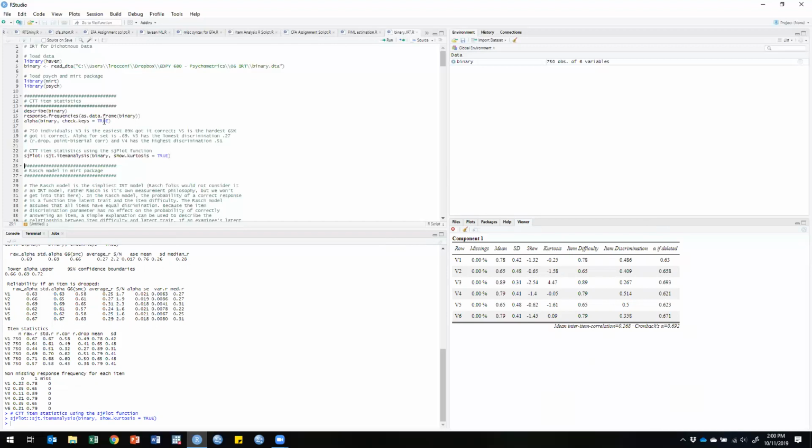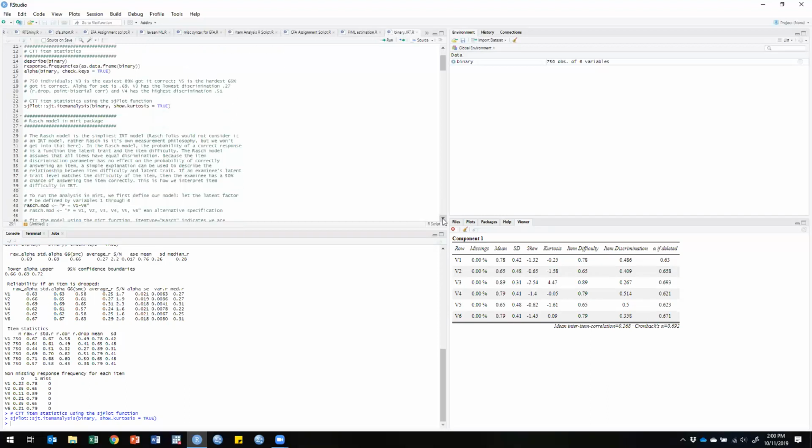So the first thing we're going to do is run the Rasch model. The Rasch model is probably the simplest IRT model. In the Rasch model, the probability of a correct response is a function of someone's latent ability. So it's a function of the latent trait and the item difficulty. The Rasch model assumes all the items are equally discriminating. So the Rasch model actually sets the discrimination for all items equal to 1. So we're saying they all are equally discriminating.